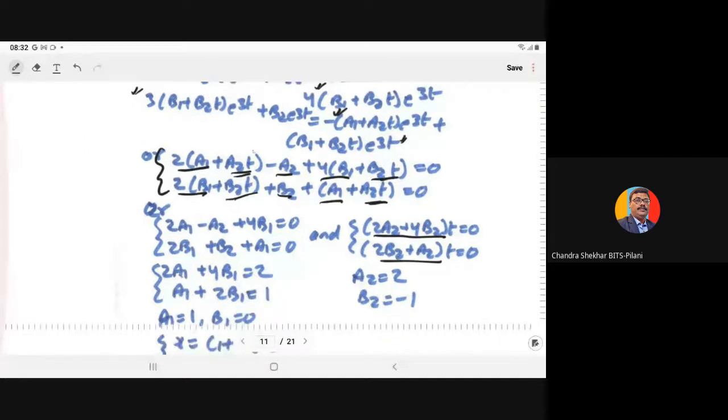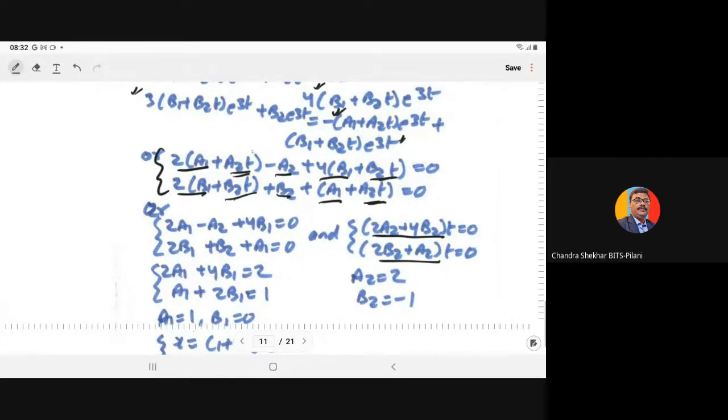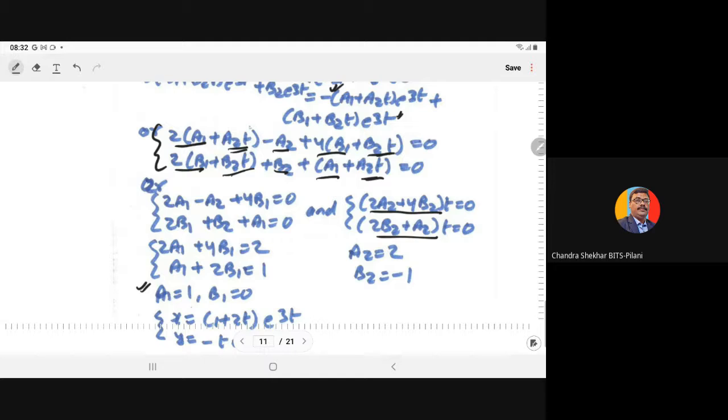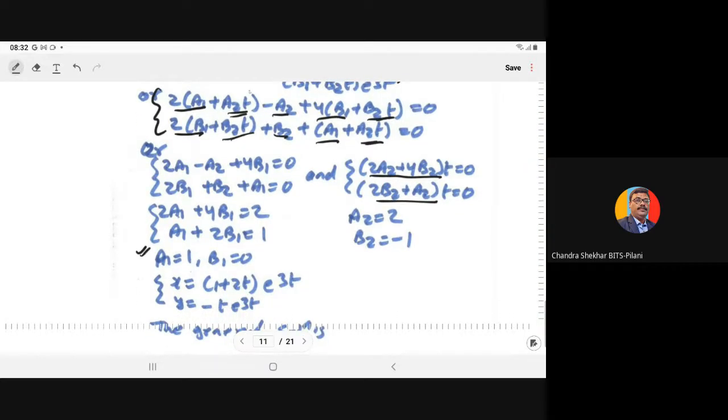From here we can compute the values of a1, a2, b1, b2 as a1 is equal to 1, b1 is equal to 0, a2 is equal to 2, b2 is equal to minus 1. So you can write the second linearly independent solution as x is equal to 1 plus 2t e to power 3t, y is equal to minus t e to power 3t. We can have various solutions because we have multiple possible values of a1, a2, b1, b2.